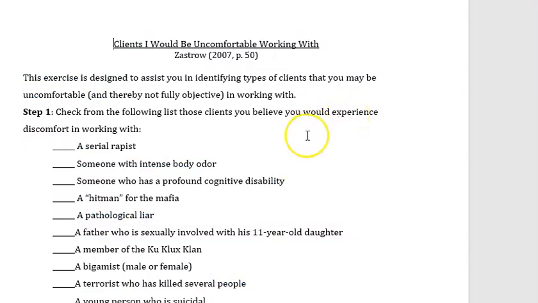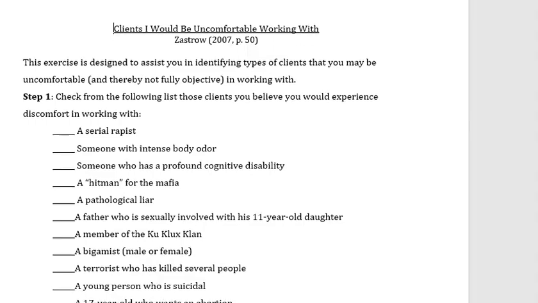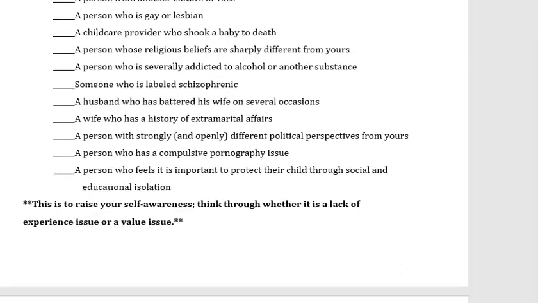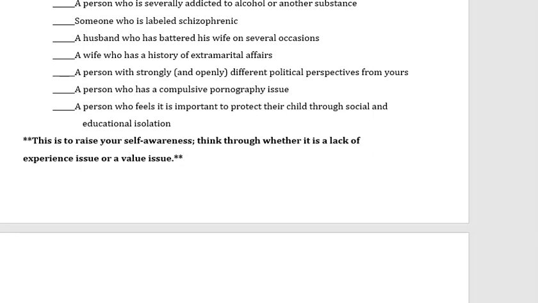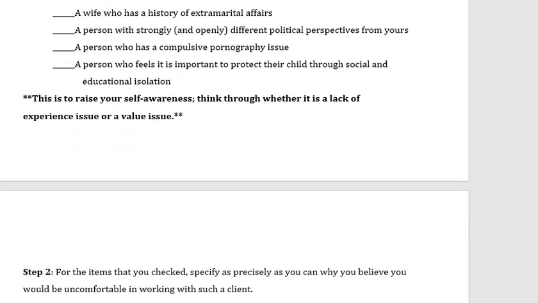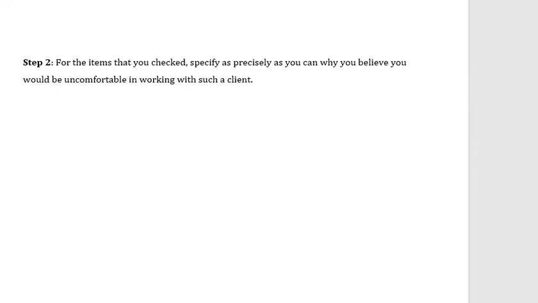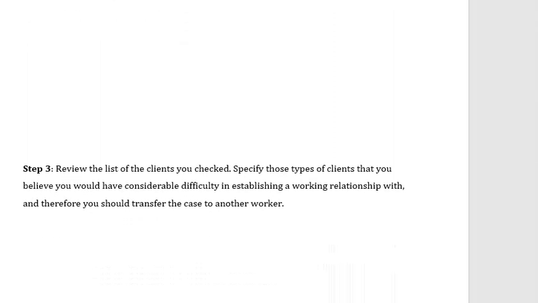So it asks you to check from the following list those clients you believe you would experience discomfort in working with, and then it asks you to explain why. So give some precise reasons, and then review the list of clients you check. Specify those types of clients that you believe you would have considerable difficulty in establishing a work relationship, and therefore you should transfer the case to another worker.